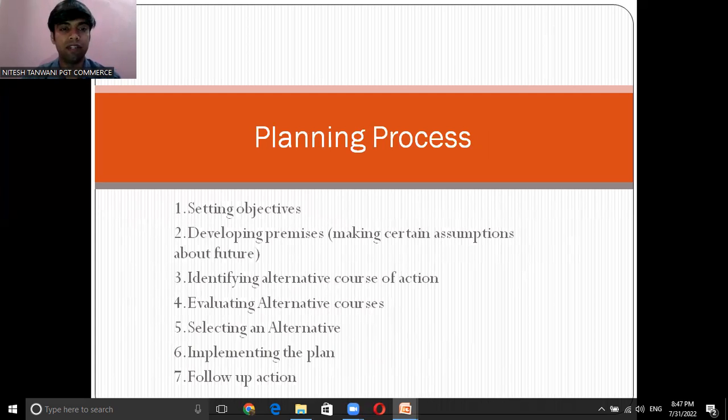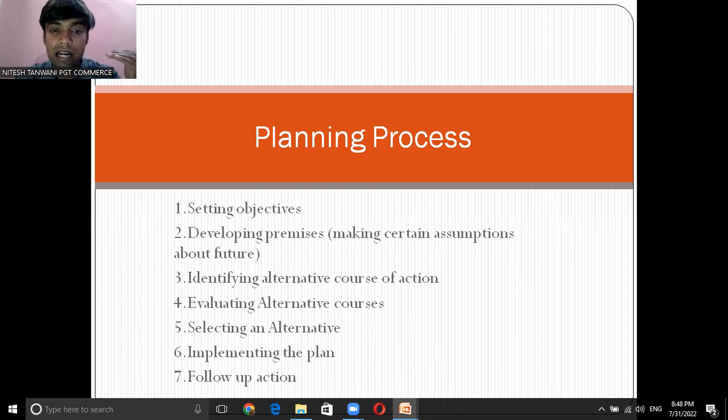What is the planning process? There are 7 steps of the planning process. So what are these steps? First, setting up of objective. Set one objective. Then develop premises. Premises means making a certain assumption about the future, how this thing will be done. So first is setting an objective, your aim, your goal, your target. Then develop premises, assume about the future, how it will be.